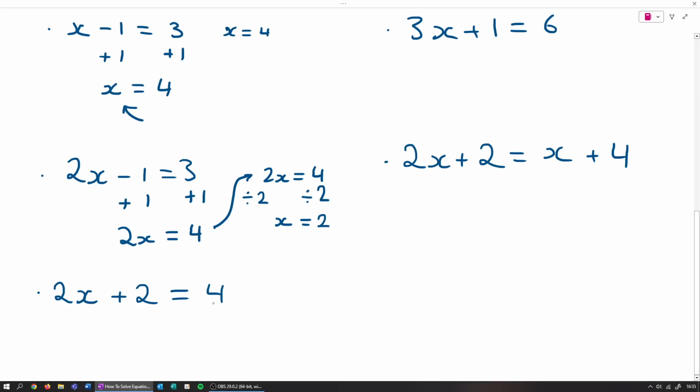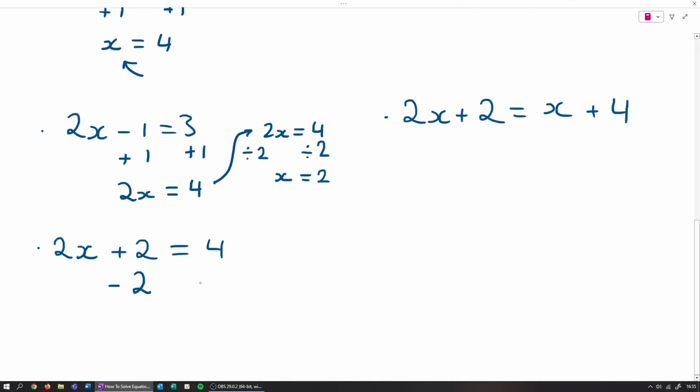Now below is a bit of a combination of the last two things, but it also introduces how we cancel out a plus term, like this plus 2 here. So this is saying 2 times something plus 2 is equal to 4. So first of all, let's get rid of that positive 2. Okay, so let's take away the 2 from both sides.